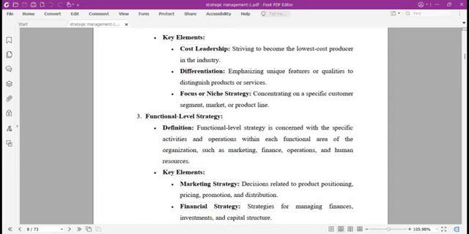We have the functional level strategy. This is concerned with the specific activities and operations within each functional area of the organization. We have the marketing, finance, operations, and human resources. These are the departments called functional that keep an organization moving, that keep an organization thriving. The modus operandi of an organization revolves around this area.